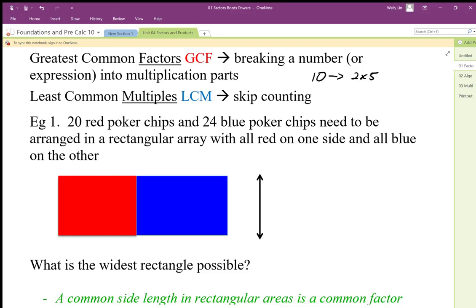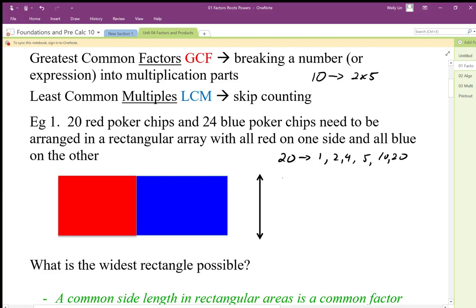Because when we talk about area, we're talking about length times width. And when we talk about factors, we can talk about factors as a common edge length, or a common width in this case. So when we look at 20 and 24, what's the greatest common factor? Well, we can factor using factor pairs. We can see that 20 can be written as 1 times 20. We can see it as 2 times 10, 4 times 5. Okay, so those are all the factors of 20.